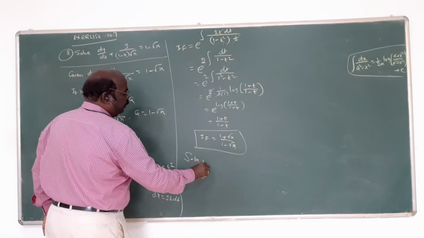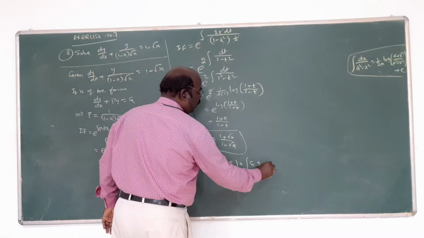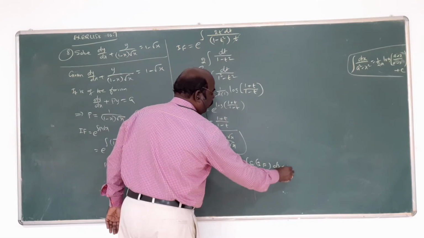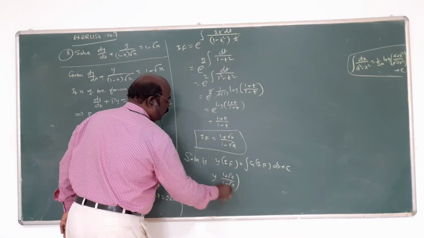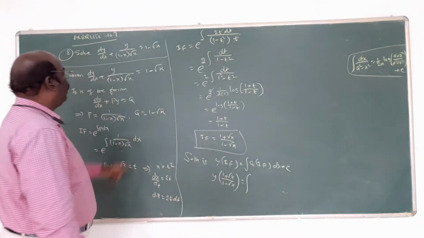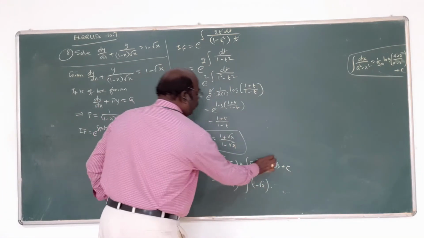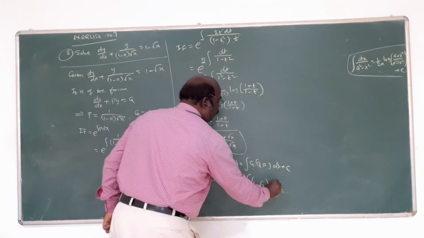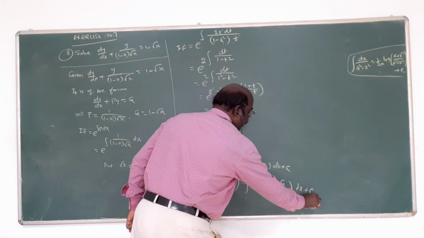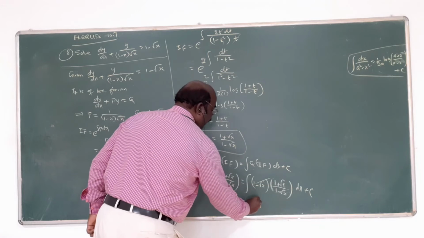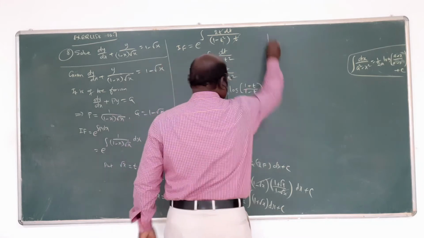Now what is the formula of the function? y into I equals integration of q into I into dx plus c, in the form. y into I is what? 1 plus root x by 1 minus root x, equal to q, which is what? 1 minus x. I is what? 1 plus root x by 1 minus x. This will be cancelled. Now integration of 1 plus root x dx.